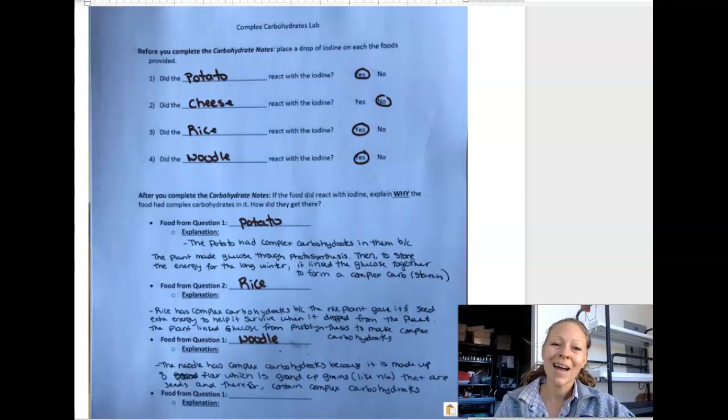Good morning. I wanted to go over the complex carbohydrates quick lab that we did in class. And if you were not in class, I'm sure you'll be able to follow along pretty easily. And so this is an important concept that I want you to have.